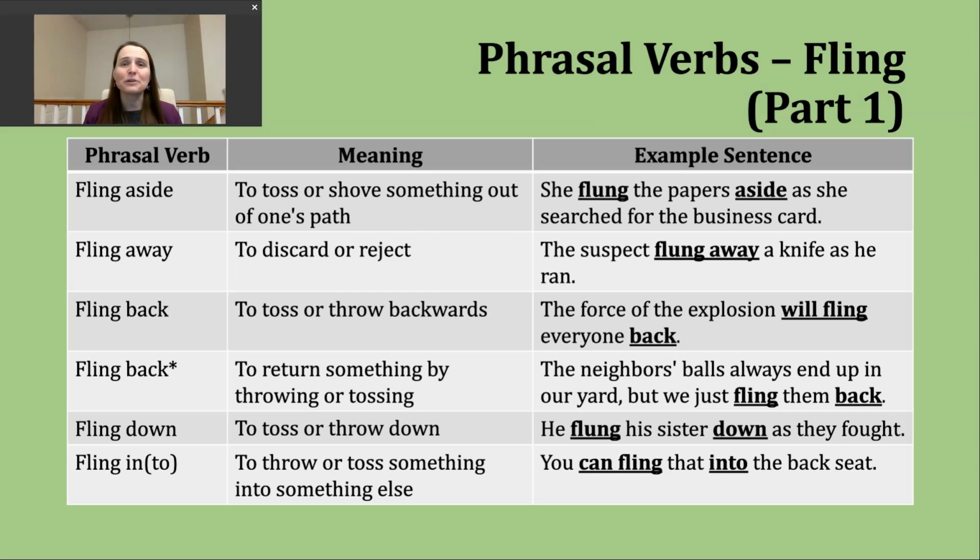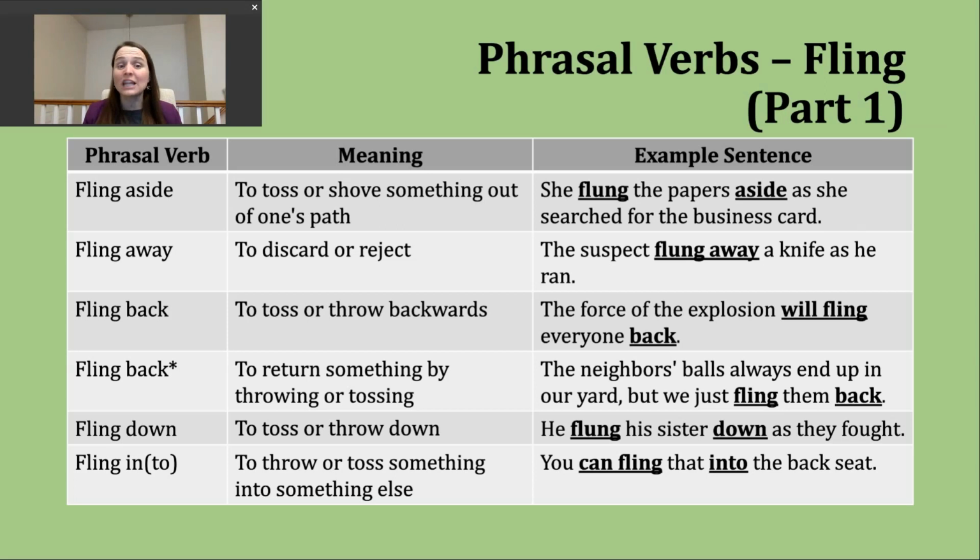This can have a couple different meanings. One would be to toss or throw something backwards. So, an example of this might be: the force of the explosion will fling everyone back. Okay. Here's an example of simple future. Someone's making a prediction as to what they think will occur.